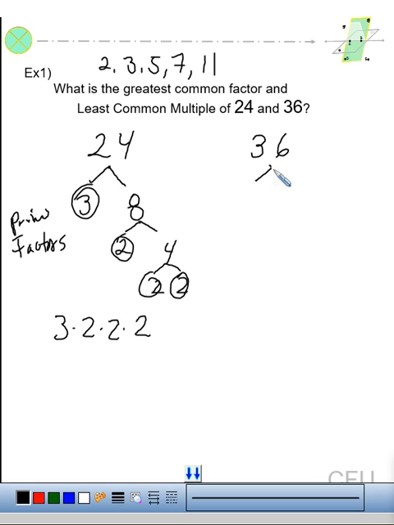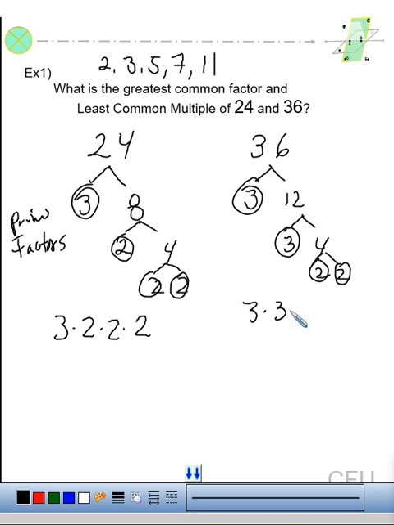Let me do this also for this one. Which of these divides into 36? 2 or 3? Out of these 5, which one divides into it? The 3. 3 times 12 is 36. How about this one again? 3 times 4. How about 4? 2 times 2. So this is 3 times 3 times 2 times 2. Are we there so far? All right, so we're almost there.